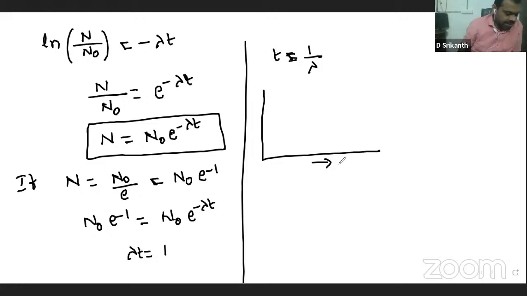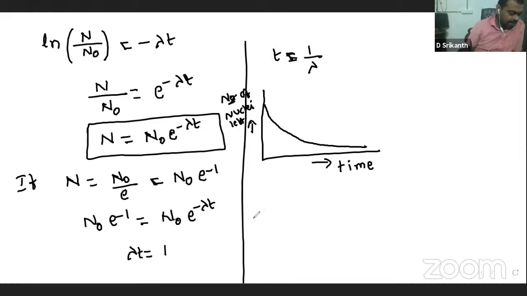On the x-axis, it is time, and on the y-axis, write the number of nuclei left, that is, remaining. It will decrease. That is the exponential decay graph.